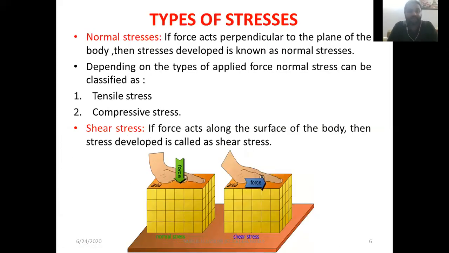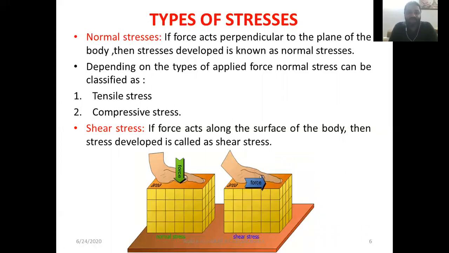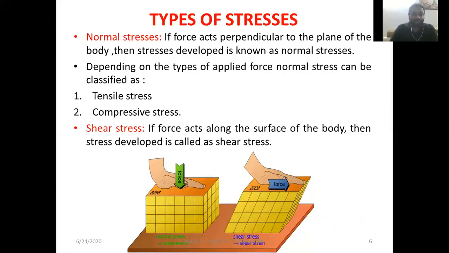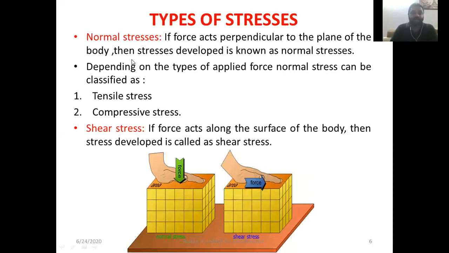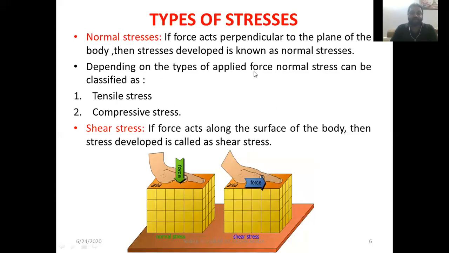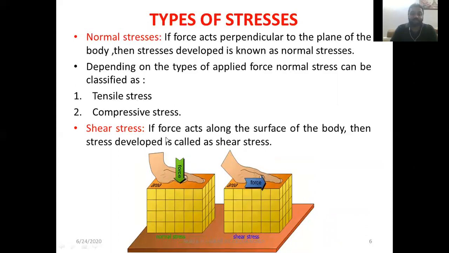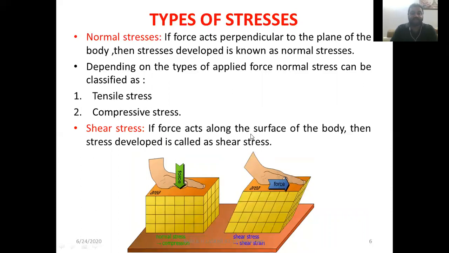Now, what are the different types of stresses? Normally, there are two types of stresses. One is normal stress, another is tangential stress, or we can say shear stress. So what is normal stress? If force acts perpendicular to the plane of the body, then the stress developed is known as normal stress. Depending on the types of applied force, the force may be tensile or compressive. If the force is tensile, the nature of the stress is tensile stress. If the force is compressive, then the nature of the normal stress is compressive stress. Similarly, if the force acts along the surface of the body, then the stress developed is called shear stress.